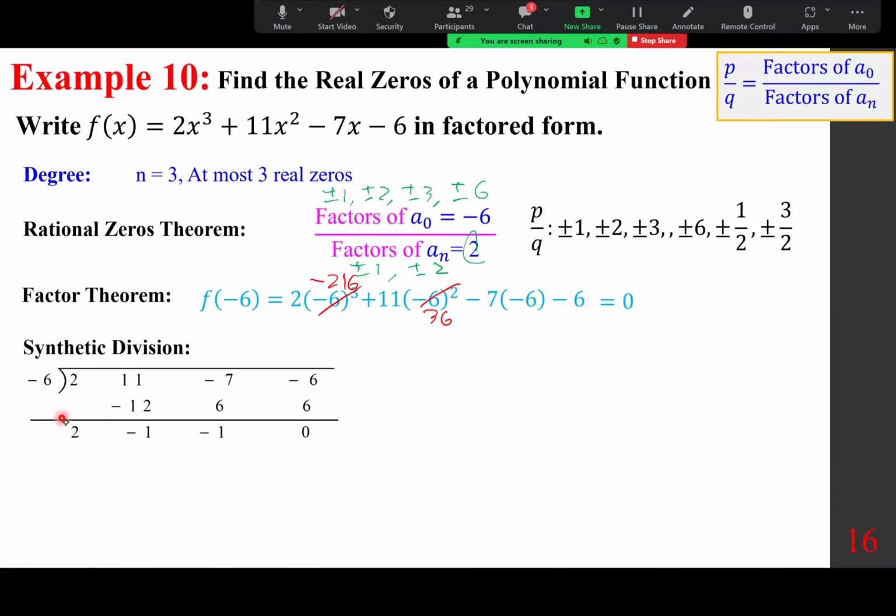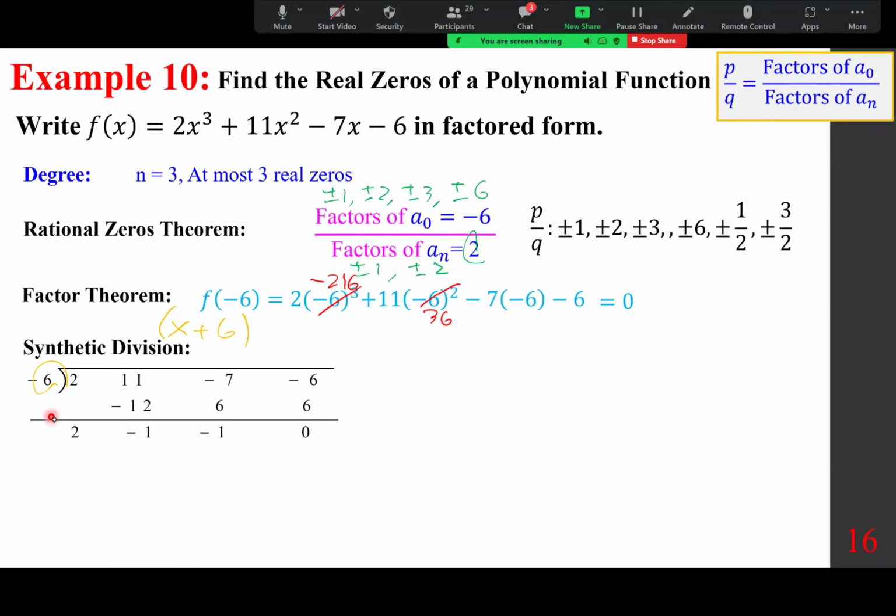Synthetic division. We're going to put 2, 11, -7, and -6 here, and we put the -6 here. So 2 drops, multiplied by -6, you get -12. Add them up, you get -1. Multiplied, you get 6, and -7 plus 6 is -1. Multiplied, you get 6, and -6 plus 6 is 0. And that means when you divide this by x plus 6, so when we have -6 here, this means x plus 6 is a factor, okay?